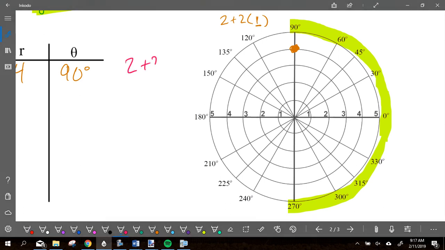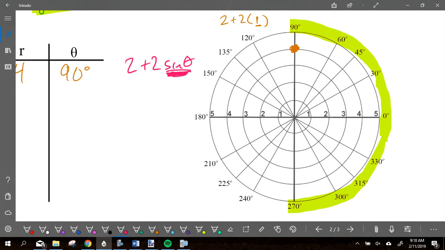And so we are answering the question 2 plus 2 sine theta. I want to plug in different sine values here to figure this out. And we're going to make it easy on ourselves. We started right here, at 90 degrees. I'm going to work around the left-hand side of this unit circle, or the right-hand side, whatever way you're facing.